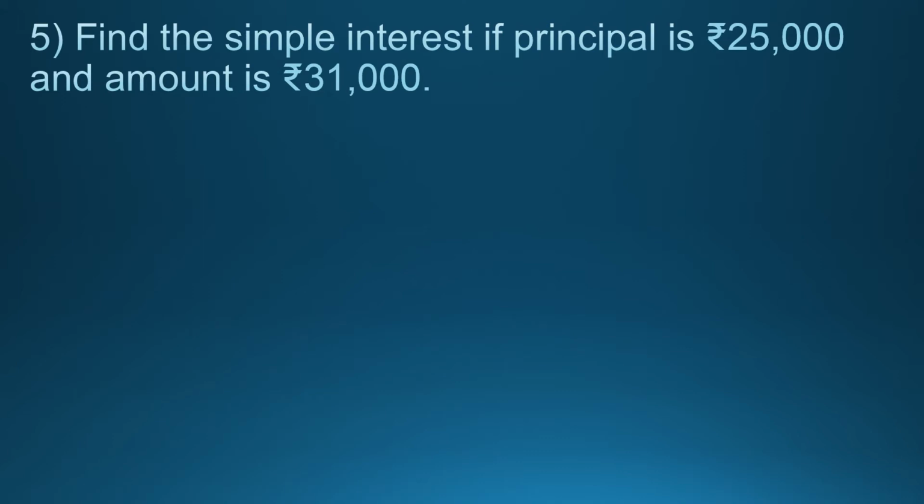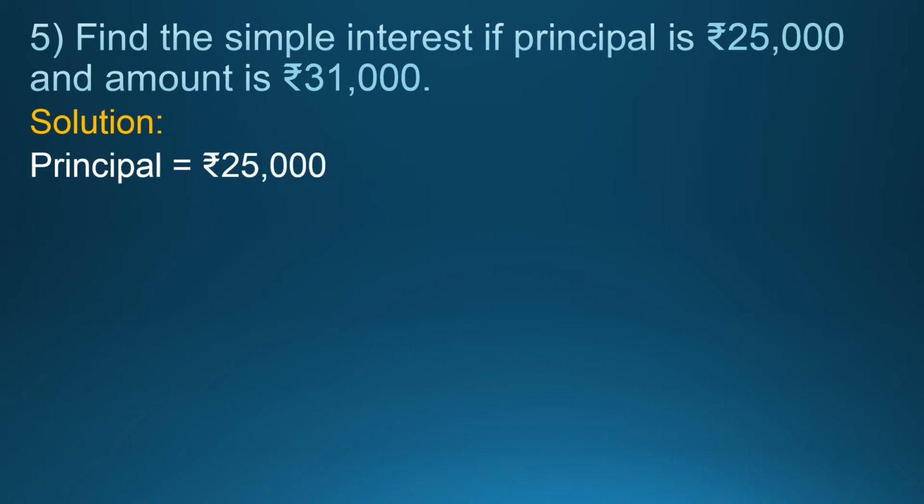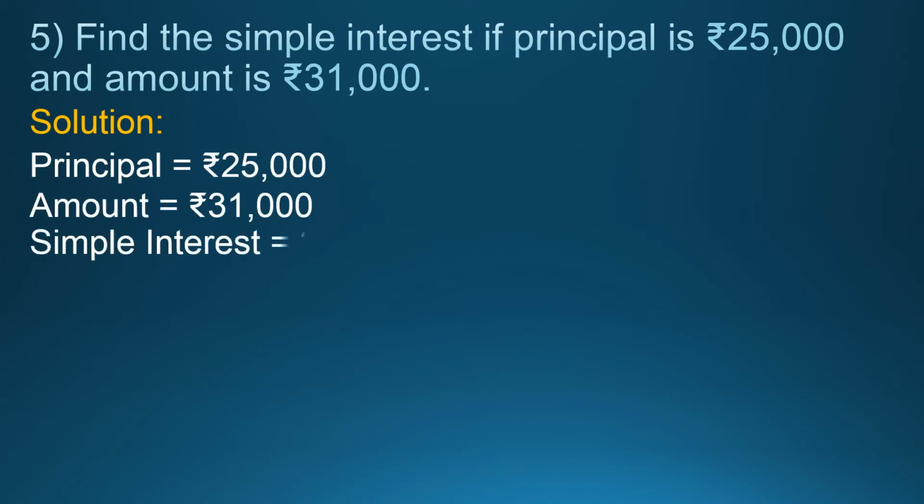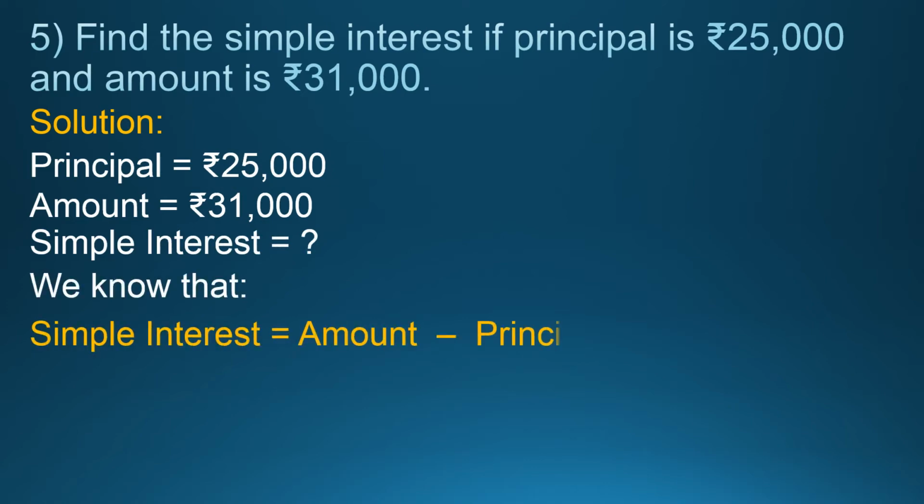Find the simple interest if principal is rupees 25,000 and amount is rupees 31,000. See, in this question, principal is equal to rupees 25,000 and amount is equal to rupees 31,000 and simple interest we have to find out. We know that simple interest is equal to amount minus principal.